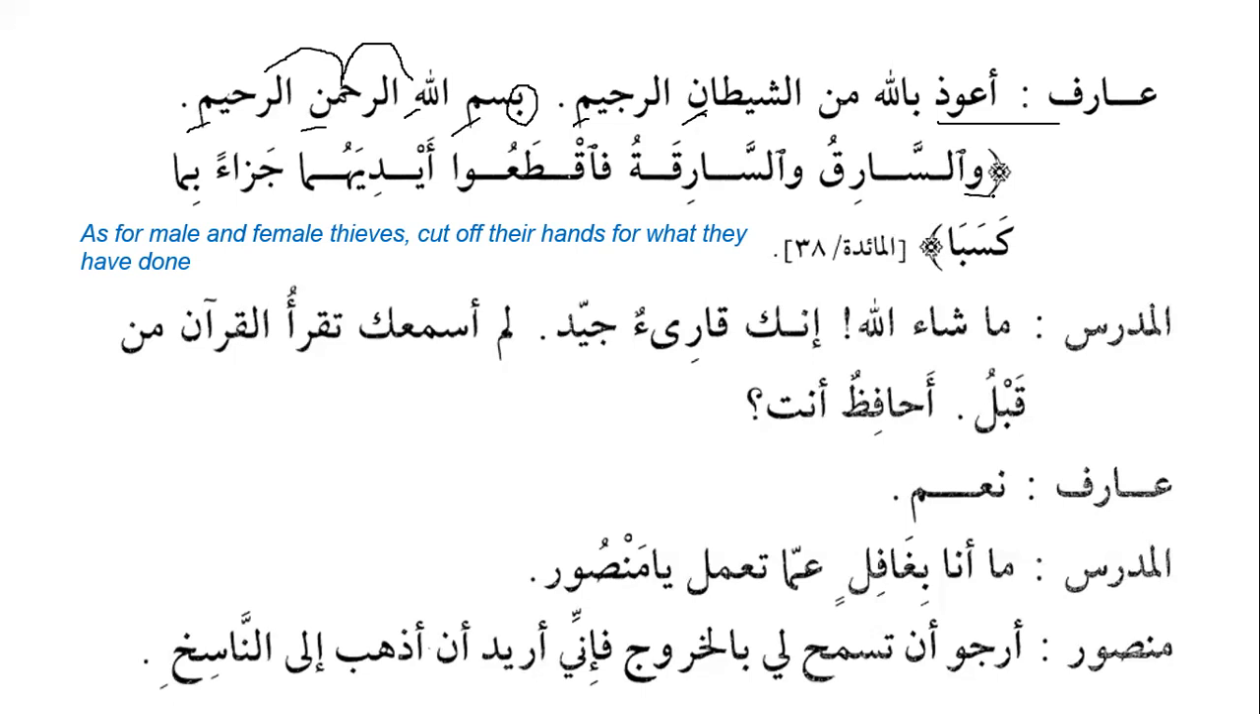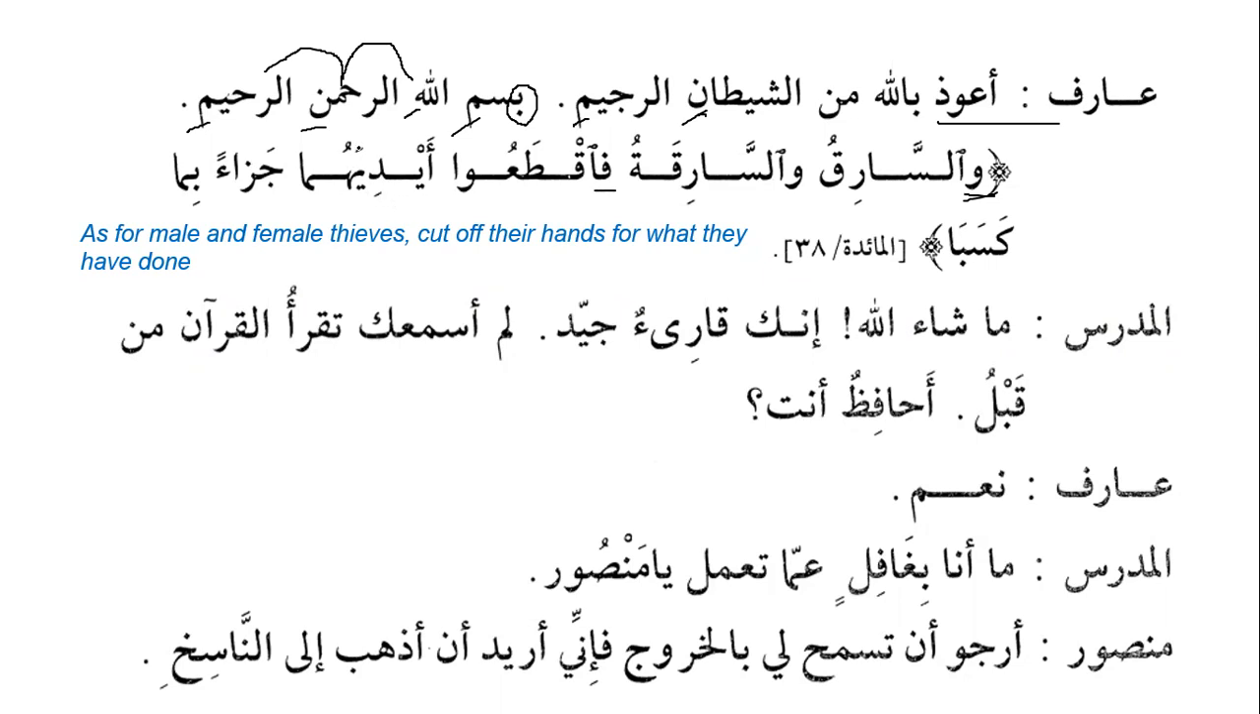Now we have was-sariqu. This is called waw al-istinafiyah. It is used to begin a sentence. We haven't discussed it. Sariqu, from someone who steals. We discussed yesterday, saraqa yasriqu saraqan fahuwa sariqun. Was-sariqu, and the feminine will be was-sariqatu. Faqta'u, qata'a yaqta'u, and when we use fa with that, it will be faqta'u.